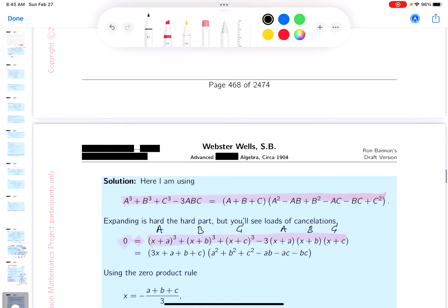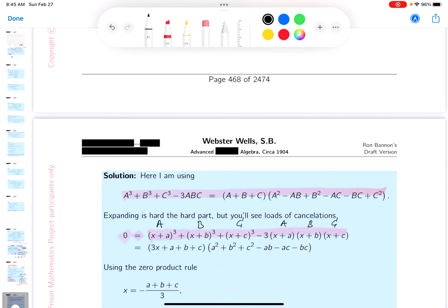So basically what I do is look at the formula. It's over here. So I write down A plus B plus C. And that would be, looking at it, I'm adding these three together. That's 3x plus A plus B plus C. Not bad. By the way, this equals 0.